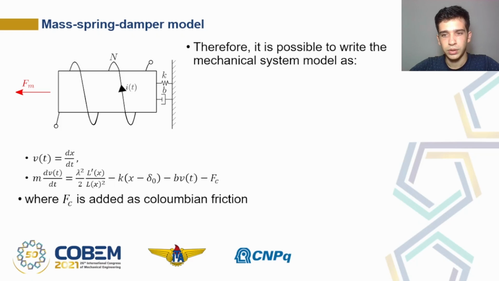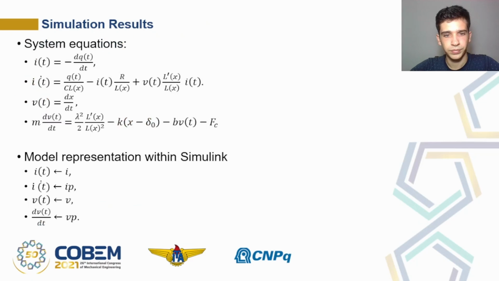K is the elastic constant, B is the damper constant, M is the plunger's mass, and Fc is the Coulomb friction that we add to the model to better represent the metal-on-metal contact that the plunger has within its assembly. Now we have the complete system of equations, and we can continue to the simulation itself.